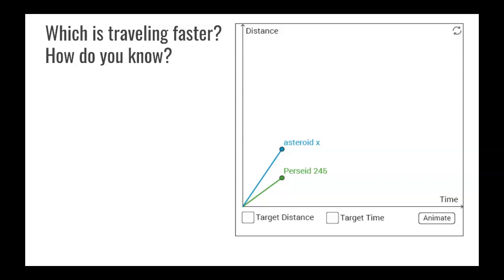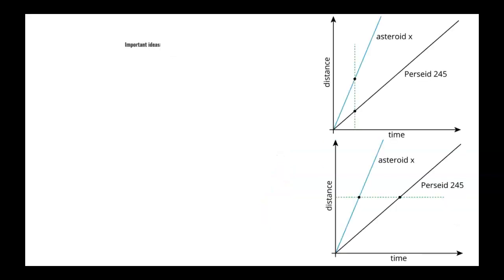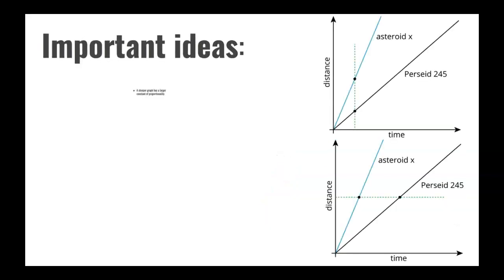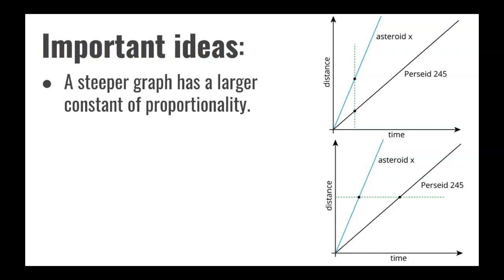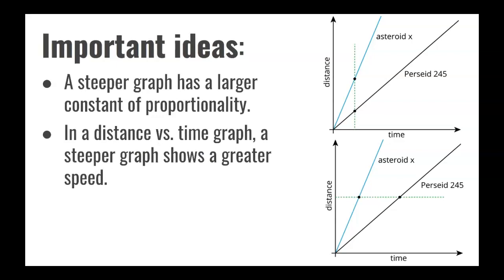How do you know? I want you to notice in this graph, I haven't even given you scales on each axis, but you're still able to answer this question by comparing the distance to the time. So, important ideas: a steeper graph is going to have a larger constant of proportionality. And when you have a distance versus time graph, a steeper graph is going to show a greater speed.